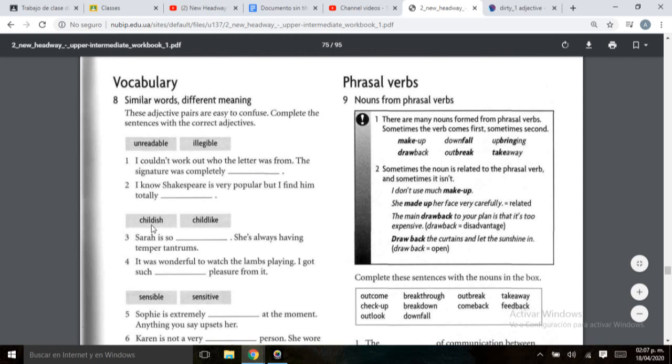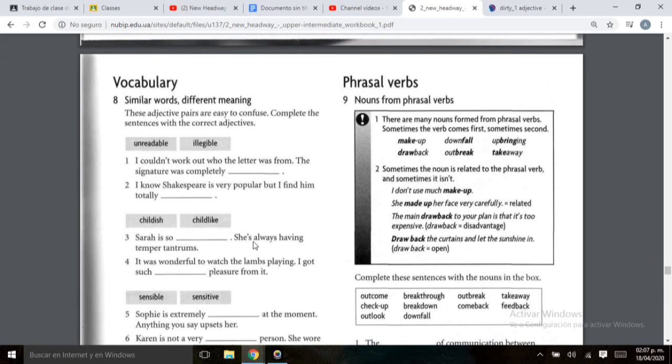Then we have here childish and childlike. Both of them are related to kids, to children. But the first one has a negative meaning. So for example, I won't talk to my boyfriend because I am angry with him. Oh, come on, that is quite childish. Why don't you try to solve your problems and that's all? On the other hand, childlike has a positive meaning, such as, if you like playing, if you are innocent, if you enjoy small things of life, for example.